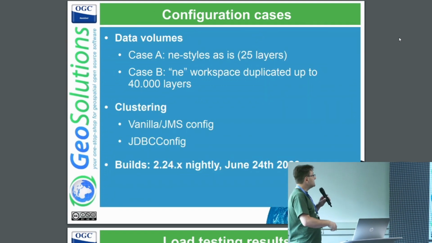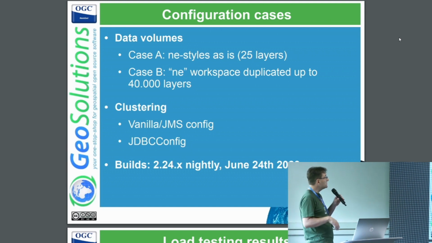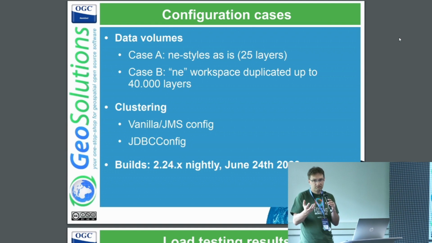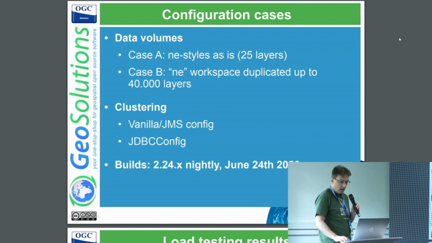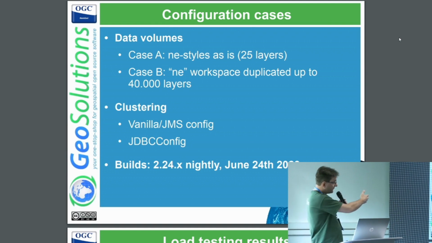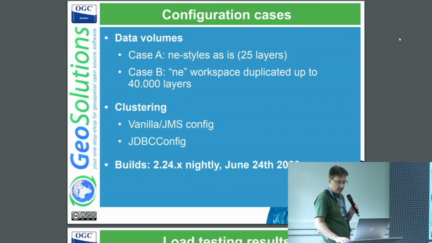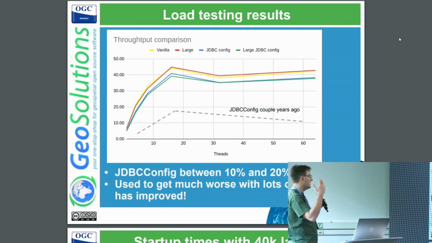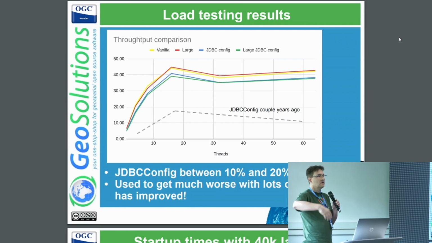I made two cases. Case A, AnyStyles as it is, which is just 25 layers, so a small configuration. Case B, I duplicated the workspace a number of times until I reached 40,000 layers, which is sizable. I took a build of a few days ago, so it's the latest information that you could gather. And then I did my own load testing with the classic 2, 4, 8, 16 concurrent clients doing randomized WMS requests and so on.